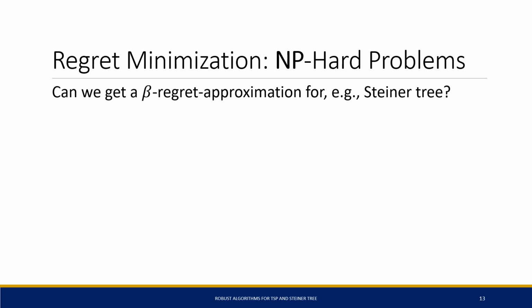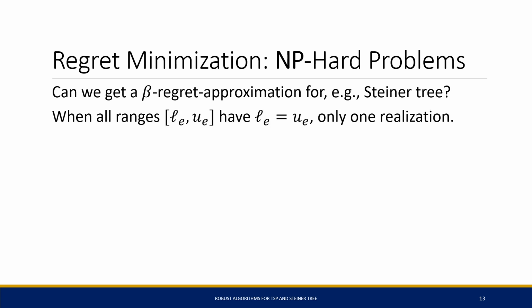So this actually turns out not to be possible, and the idea is that the regret minimization model is more general than the classical model in the sense that if we have all the ranges such that LE equals UE, that is, there's no uncertainty in the problem, then we only have one realization. And if we have one realization, then what does having a beta regret approximation really mean?